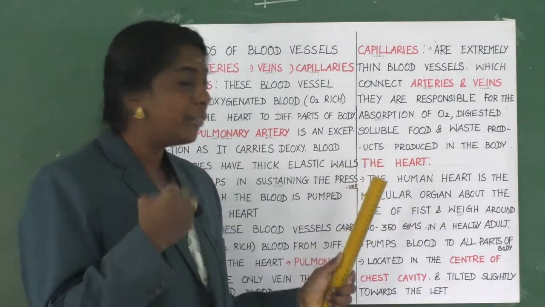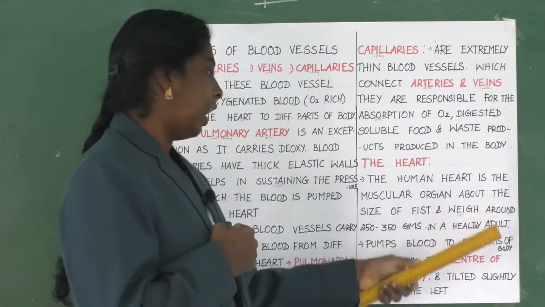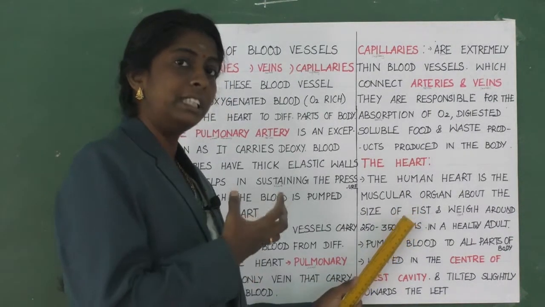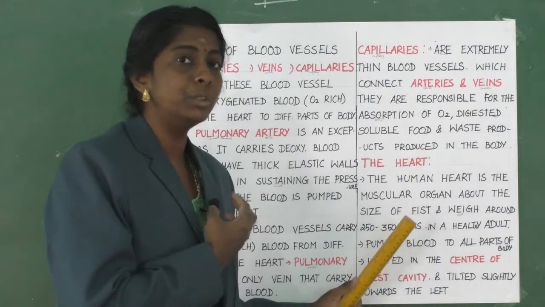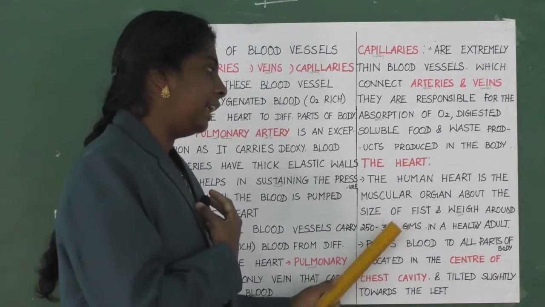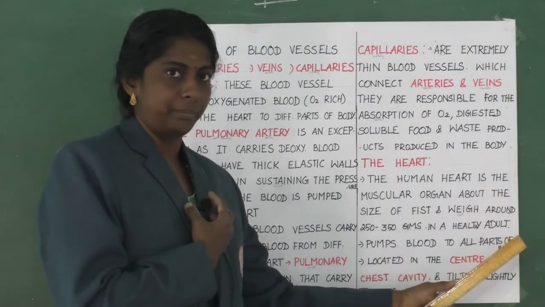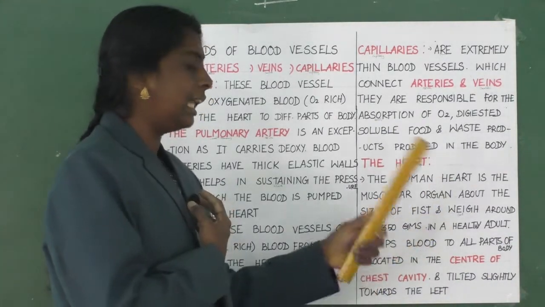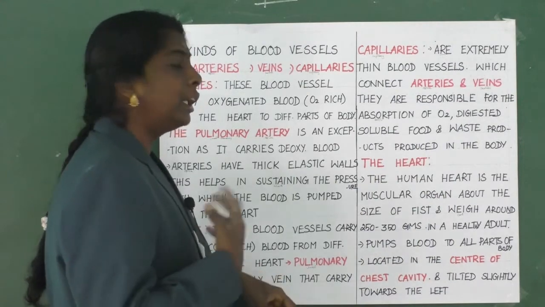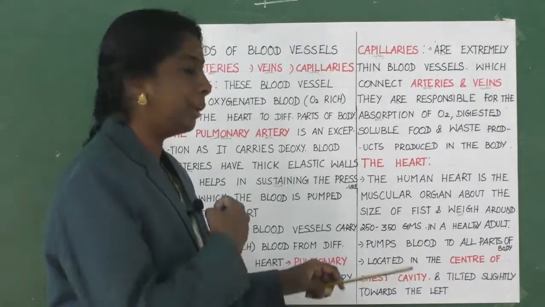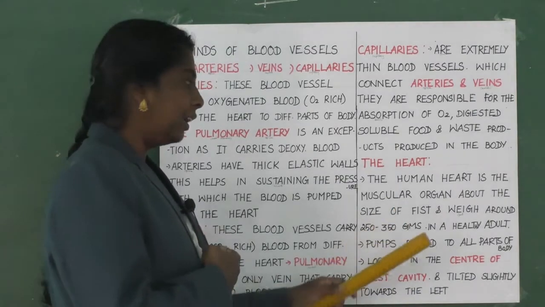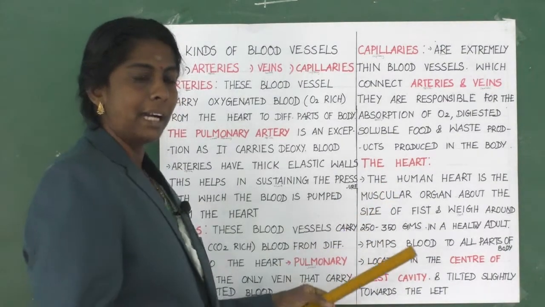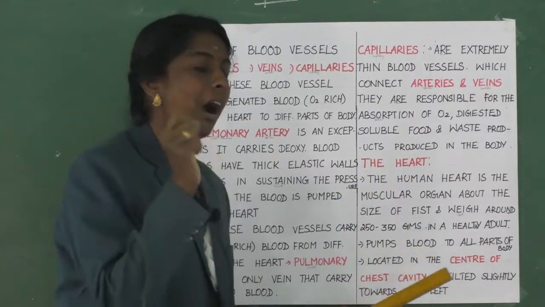It weighs around 250 to 350 grams. How much is it totally? 250 grams to 350 grams in a healthy adult. So it only ranges this much in weight for a healthy adult. Then what will it do? It will pump the blood to all parts of the body, the entire body. Blood is pumped through the heart.